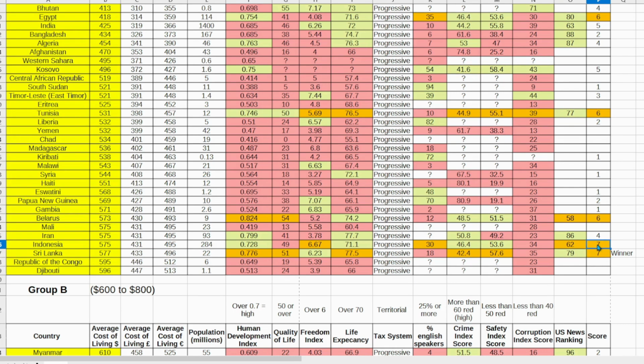So we then assess the two countries to see which one has the best criteria of the two, and in this case Sri Lanka has the best criteria and is the winner of Group A.